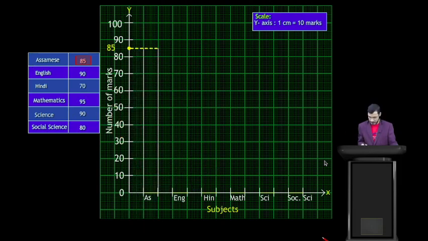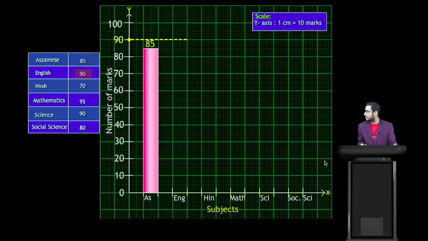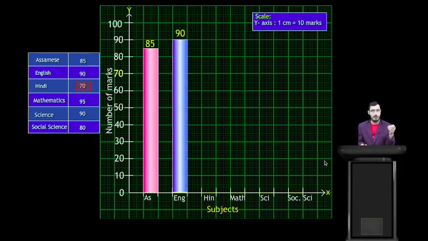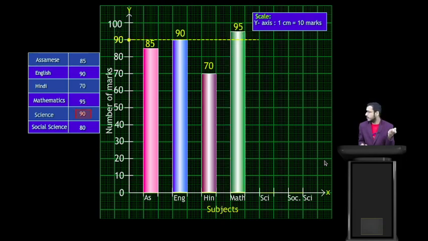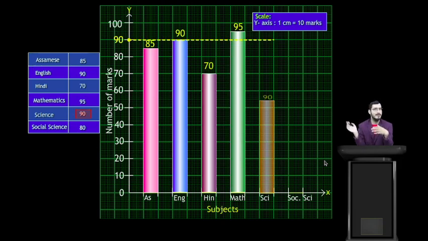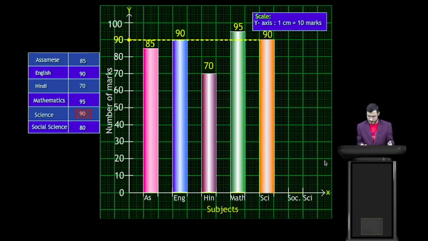You can see Assamese 85, English, we can draw 90, and Hindi, 70. So we draw one another bar, taking the height as 70. Now in the next, math is 95, so we are drawing 95. Again science, that is 90, social science 80. So we can draw the bars here.